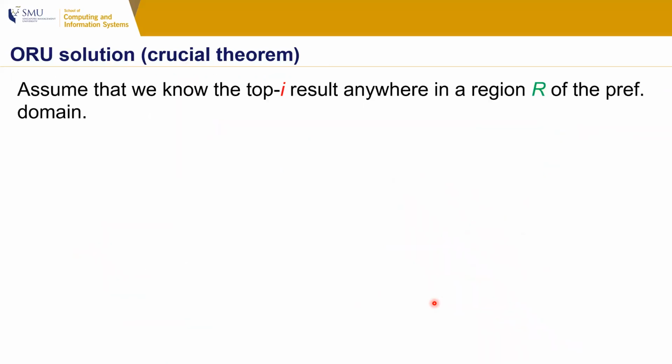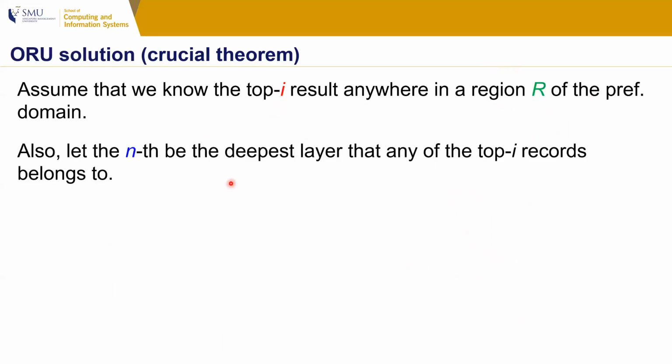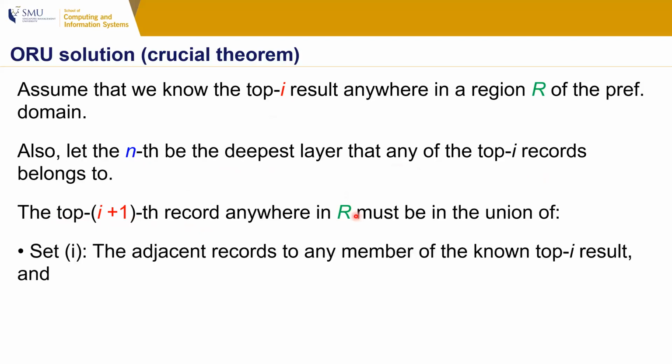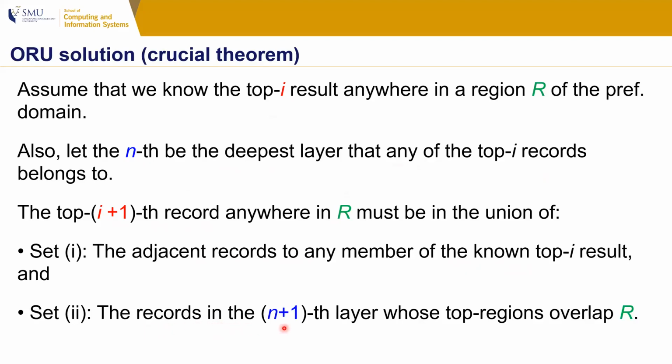We can actually generalize that. So if in a region R in the preference space, we know the top i results, and if we assume that the nth is the deepest layer that any of these top i results falls in, then we are proving that the top i plus one record anywhere in this region R must fall in the union of either the adjacent records to any member of the known top i result, or among the records in the immediately deeper layer from the one we have seen so far, meaning the n plus 1th layer, whose top regions overlap with the region R.